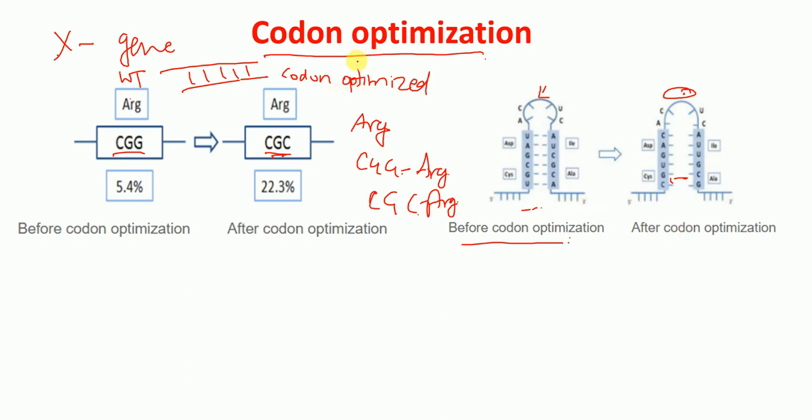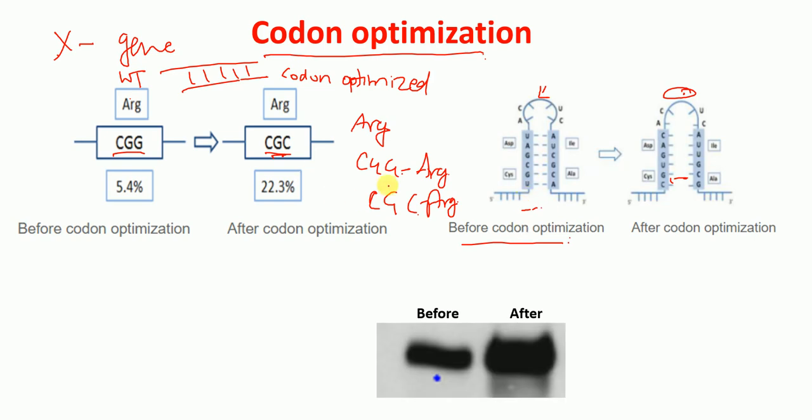So what does codon optimization actually do? Codon optimization helps us to increase the GC content, which increases the stability of the DNA, and also we can make the mRNA more stable, which will ultimately help in increasing the protein expression level. So I will give you an example here. For this gene X, in the wild type case, the CGG codon was present, and this CGG was replaced by CGC. This is before codon optimization.